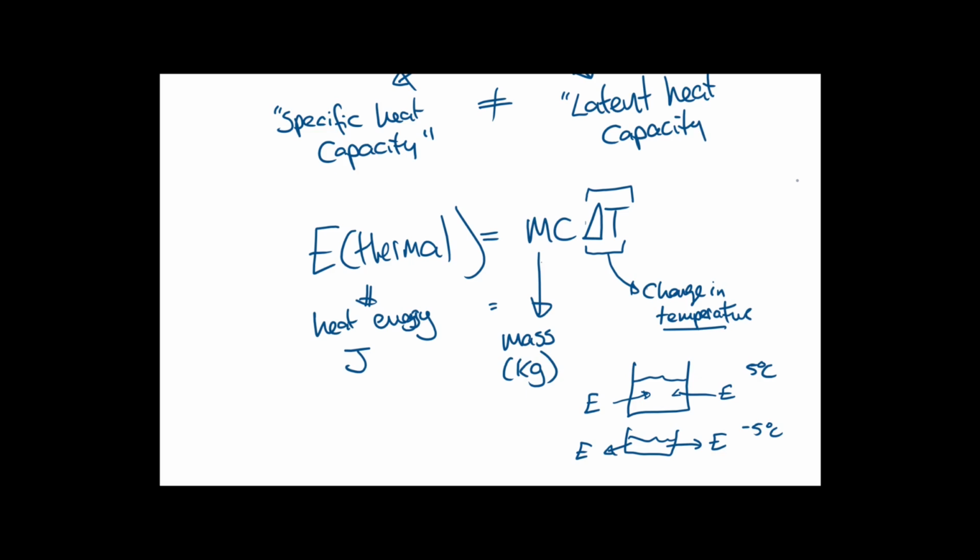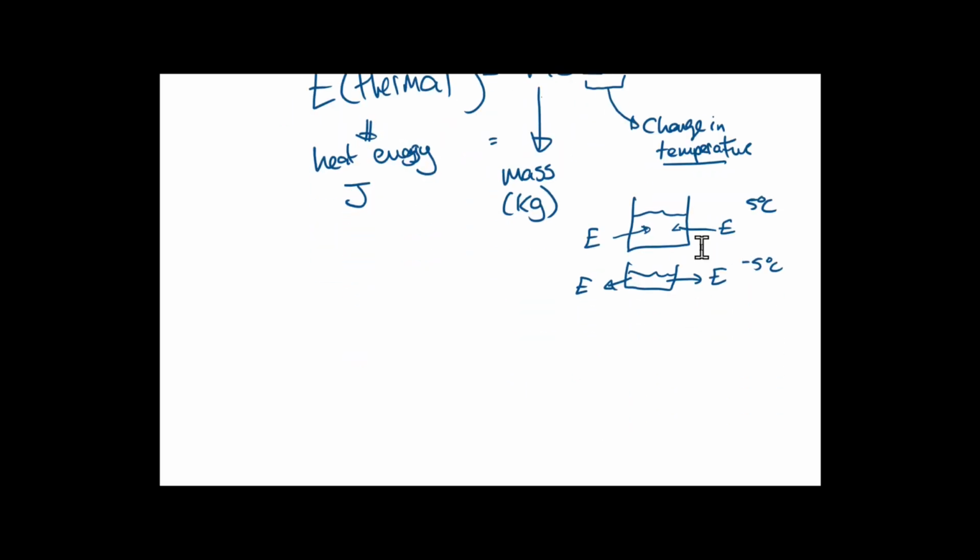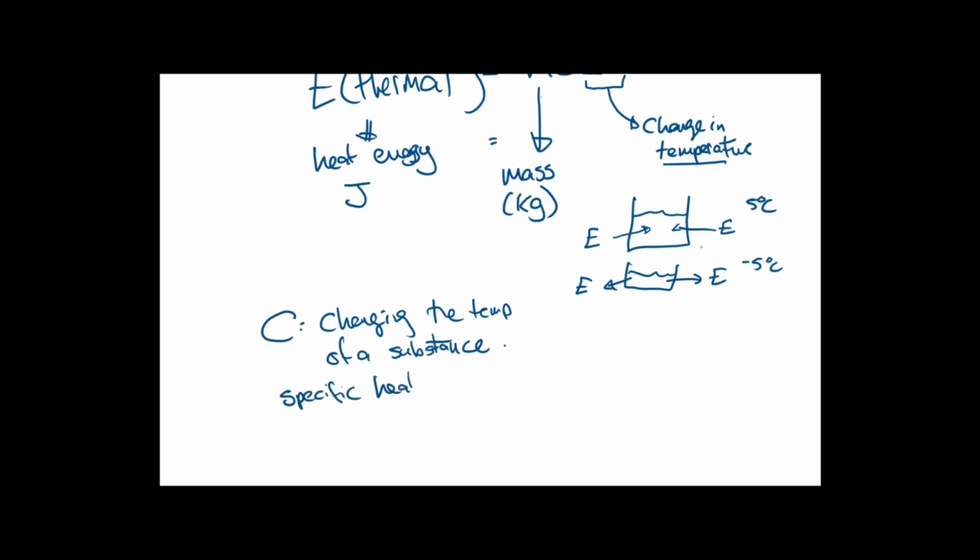All right, the C bit here. The C bit only applies when we're changing the temperature of a substance. And C is called the specific heat capacity of a substance, and it's different for every substance.